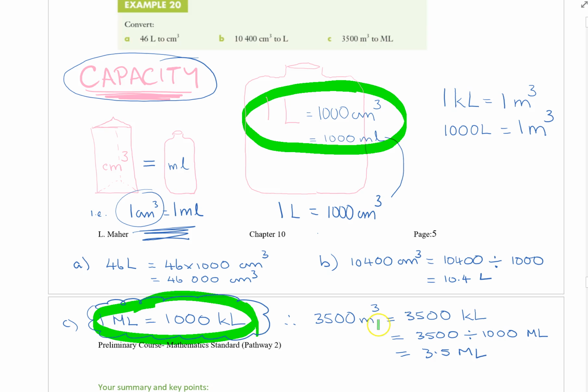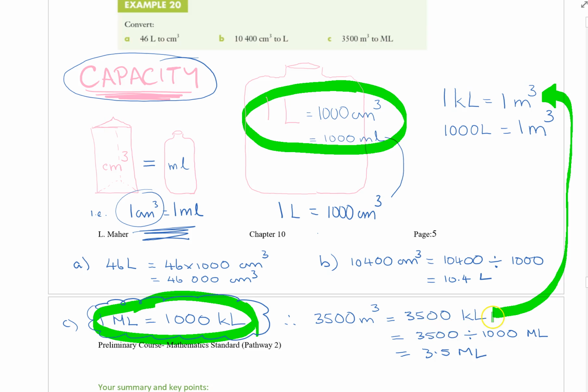So our first step is we've got to convert our cubic metres to kilolitres. How did we do that? We used this conversion, that every 1 cubic metre was 1 kilolitre. That's a nice, easy conversion. So you've got your 3,500 cubic metres. It'll be exactly 3,500 kilolitres.